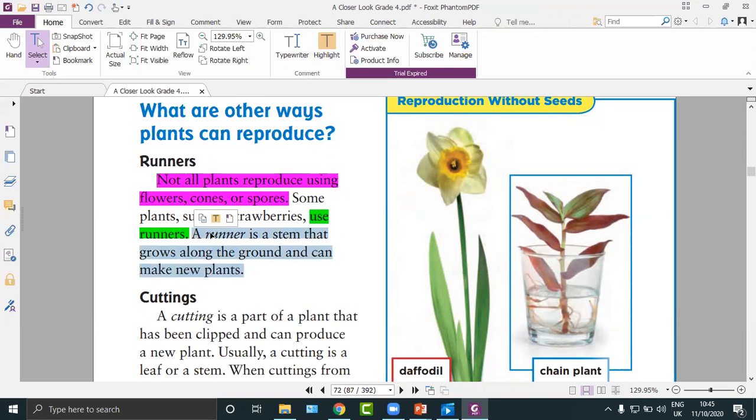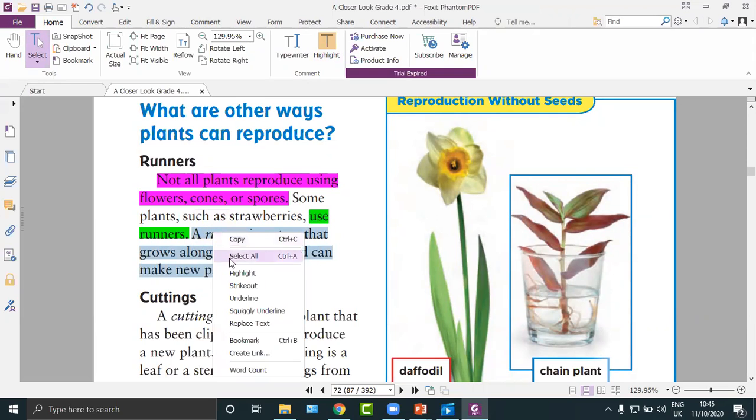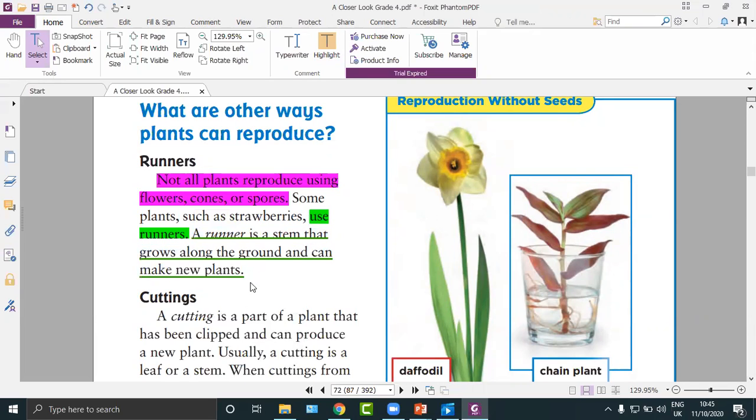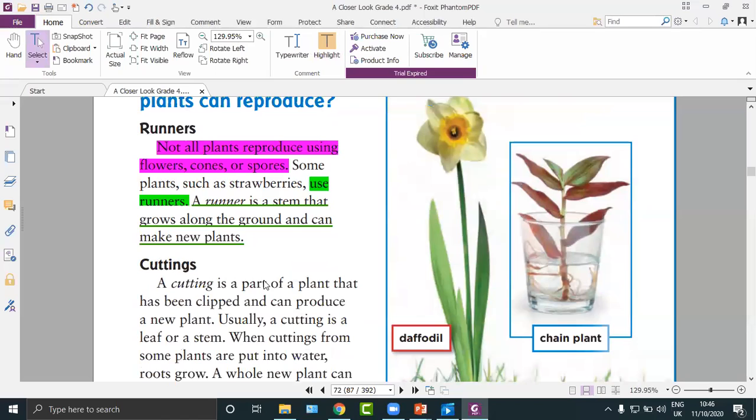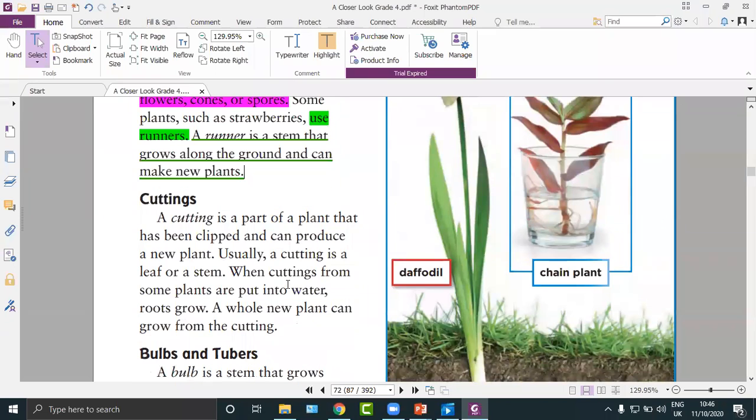What are spores again? I would like to ask you about spores. One week ago, we studied spores. Back to your book. A runner is a stem that grows along the ground.